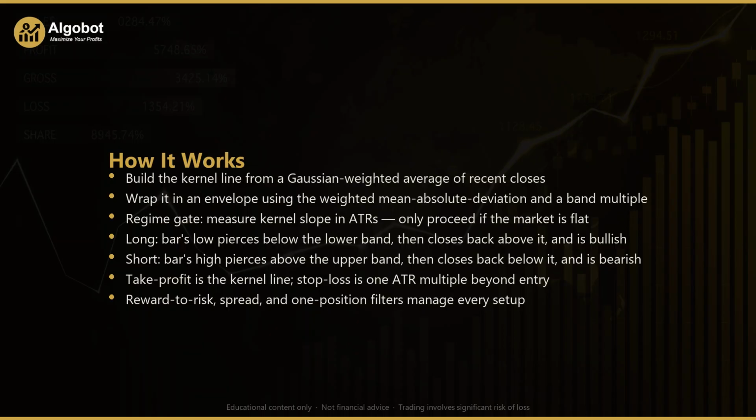The bar's high must pierce above the upper band, the close must return below the upper band, and the bar must be bearish. Then it sells, targets the kernel line, and places the stop 1 ATR multiple above entry. Before any order goes out, a reward-to-risk filter rejects setups where the kernel target is too close to justify the stop distance. A spread filter skips expensive conditions, and only one position per magic number is allowed, so the stop and target manage the exit cleanly.